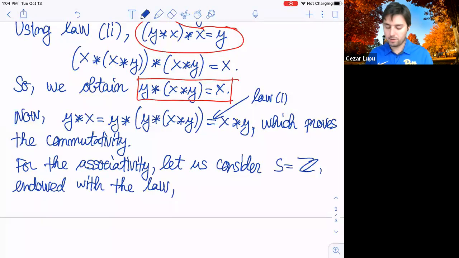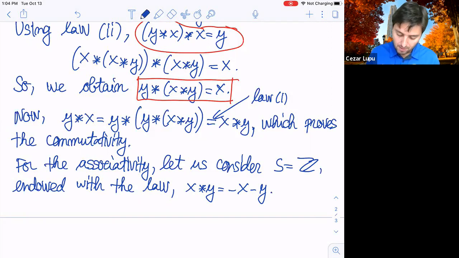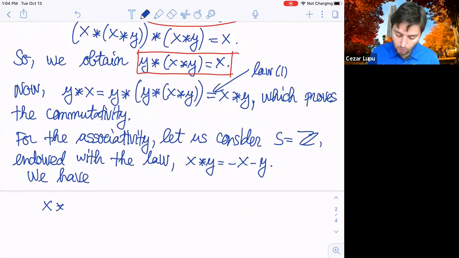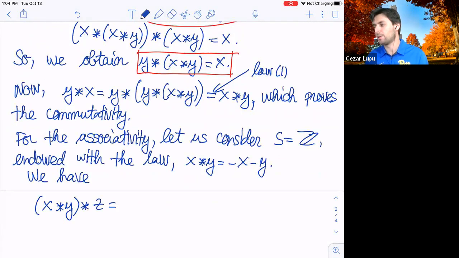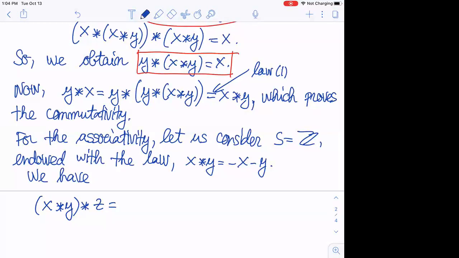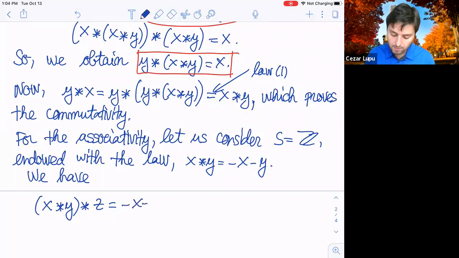And with the law I'm going to endow this set of integers with, x star y will be, and I want you to pay attention, negative x minus y. And I want you to tell me, do you think it's associative? Well, let's see. We have that x star y star z will be equal to what? Negative x minus y, and in parentheses, minus z. So negative x minus y, in parentheses, minus z, correct?